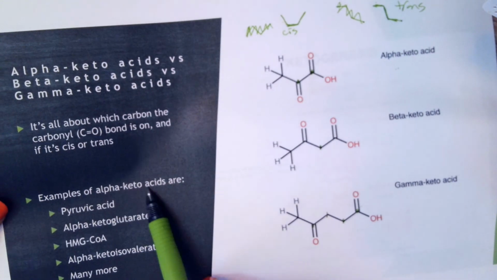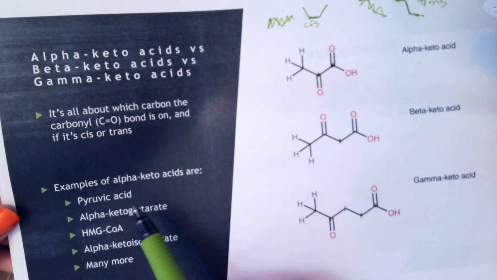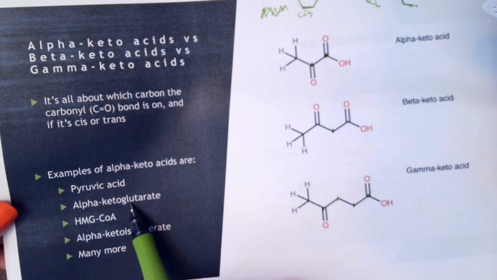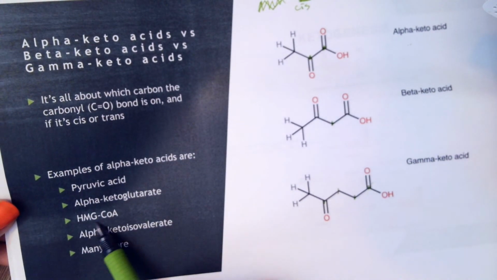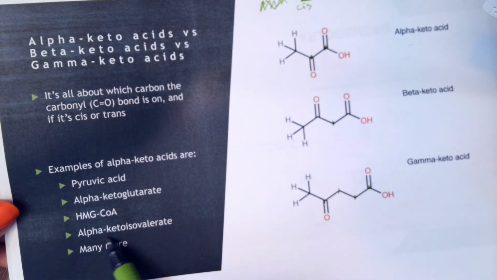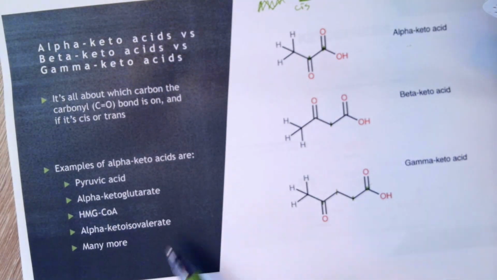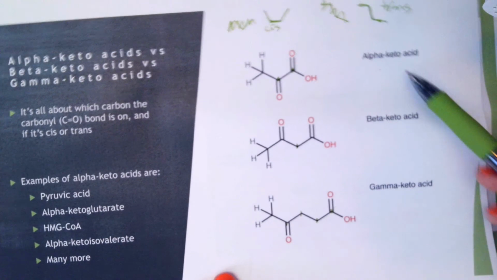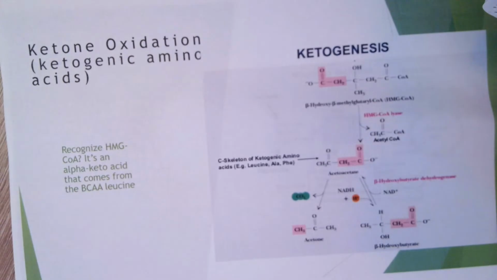So examples of alpha keto acids are pyruvic acid, so our pyruvate that we have seen all the time, that is a type of alpha keto acid. Alpha ketoglutarate, that's another one that we've seen a million times. HMG-CoA, that's one we just met from leucine. Alpha keto isovalerate, that's one we have not seen. But all of these are just examples. There are many, many examples of every kind of these keto acids, depending on what amino acid they came from and what has happened to them.